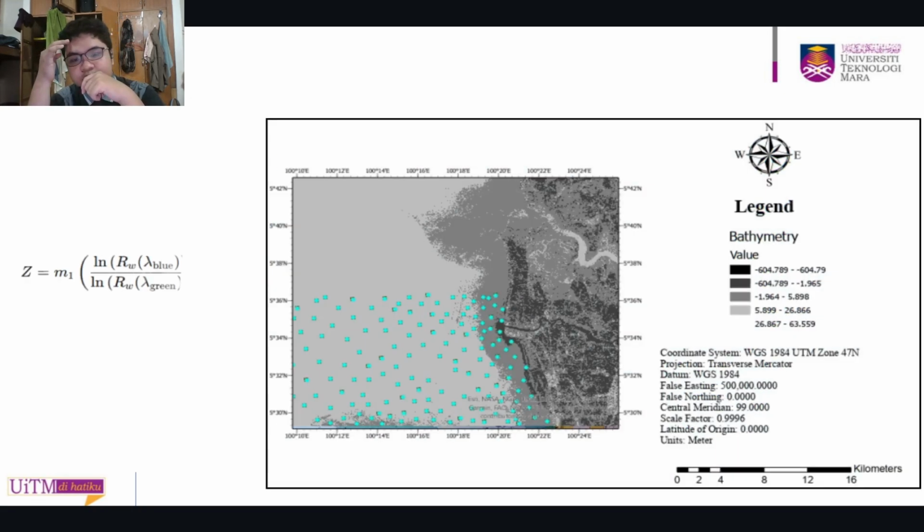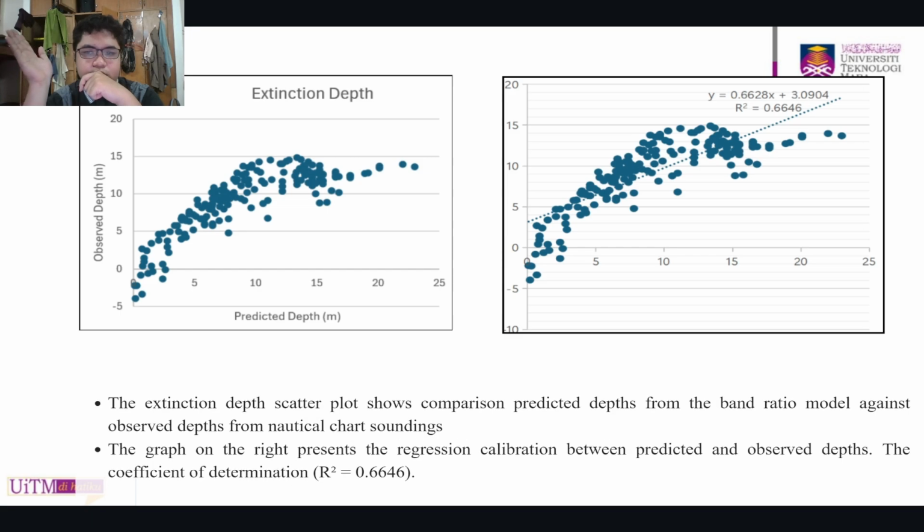The next result is the derived bathymetry from Sentinel 2. As you can see here, this is generated by applying this formula. We already identified M1 and M0. So basically, M1 times band ratio plus M0 in the raster calculator in ArcGIS Pro, then you get this. After that is the accuracy assessment, which is finding the R square to validate this work, which as you can see on the right is 0.66, which is acceptable.